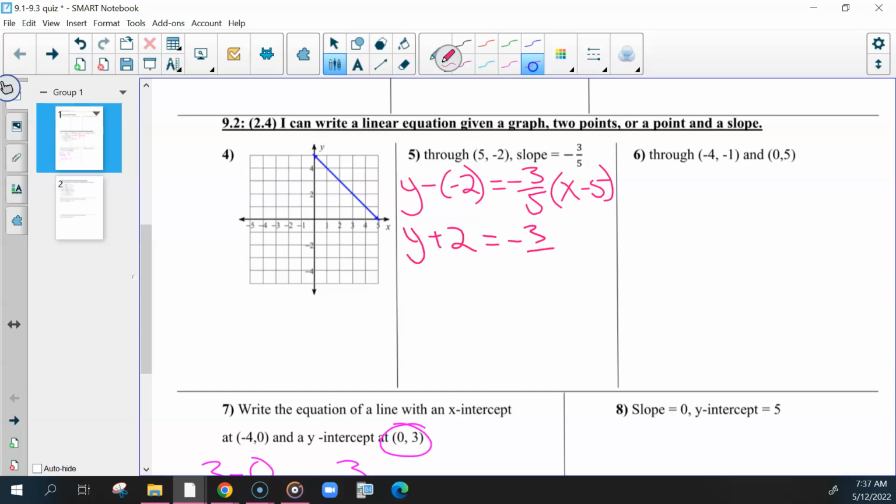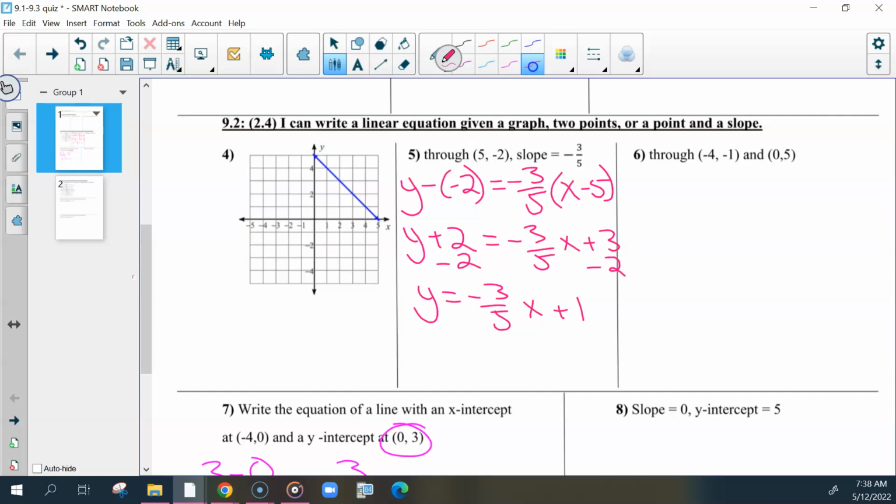Make sure you're distributing. So negative 3 over 5 times negative 5 would be positive 3. And then you could subtract 2 on both sides. And that would be your final equation.